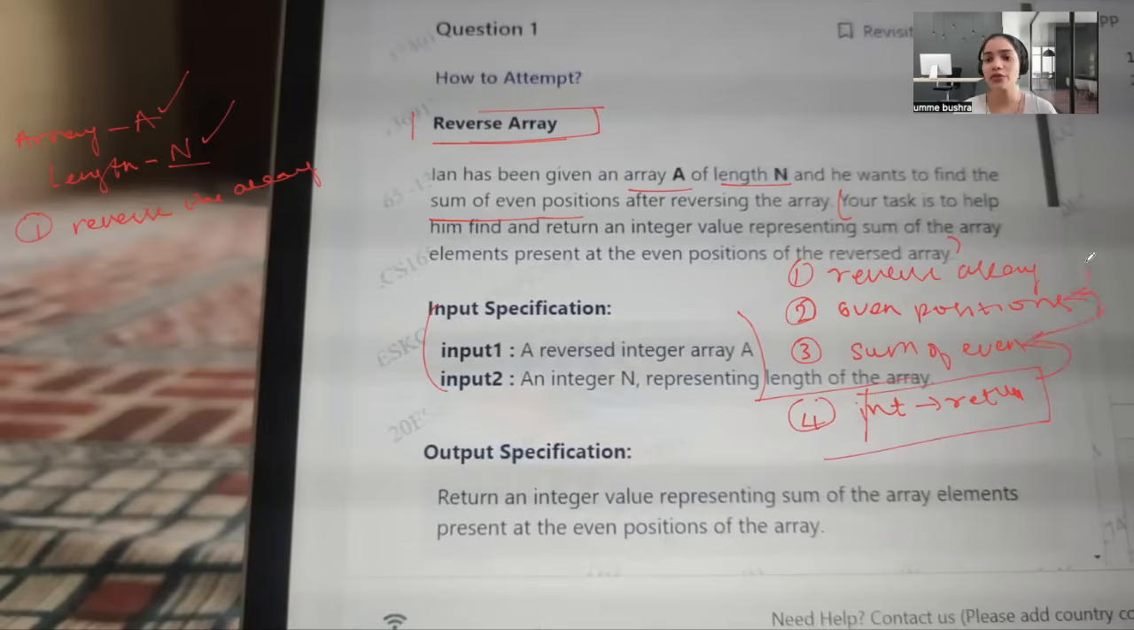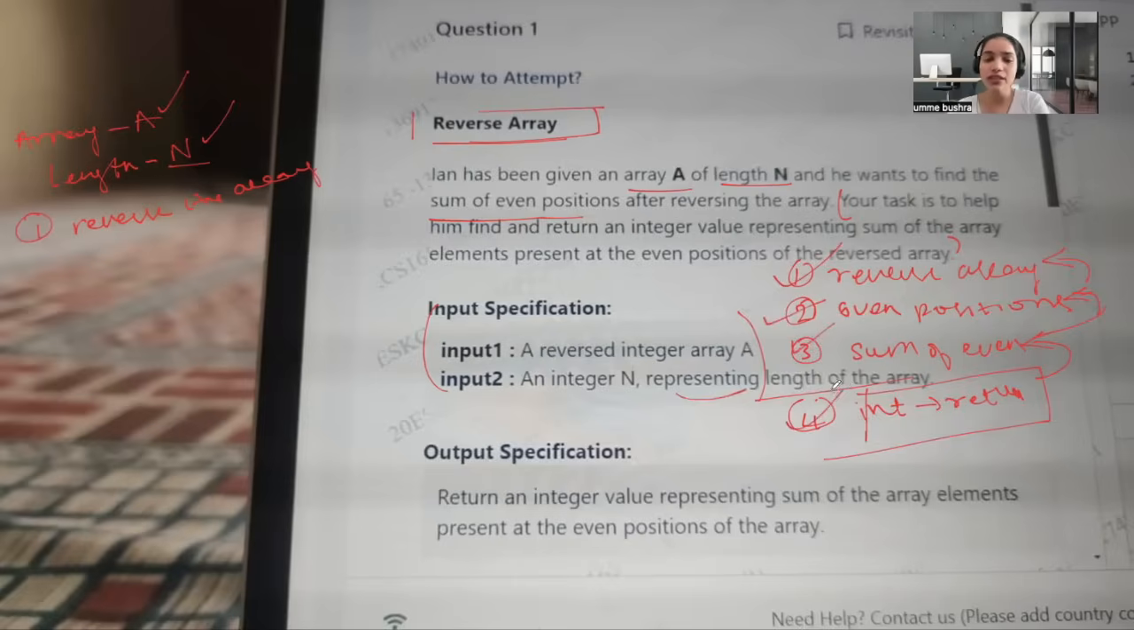So this is how we are going to break down the problem. Number one, because you have to find the even positions after reversing the array, first you will reverse the array. Second thing you are going to do is find the even positions. After you have reversed the array, you are going to mark the indices of the elements, so you know what the even positions are, and then you're going to perform the sum of them. And after you've performed the sum, you are going to return an integer in which the sum is stored. This is the problem statement.